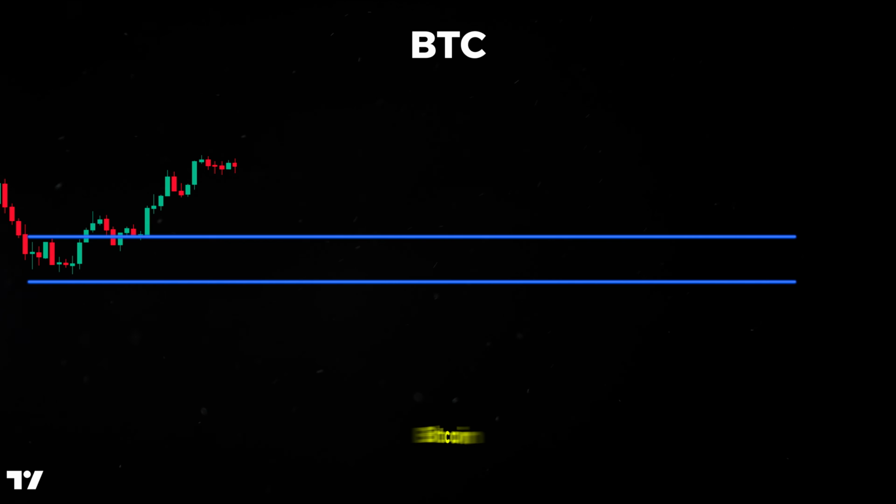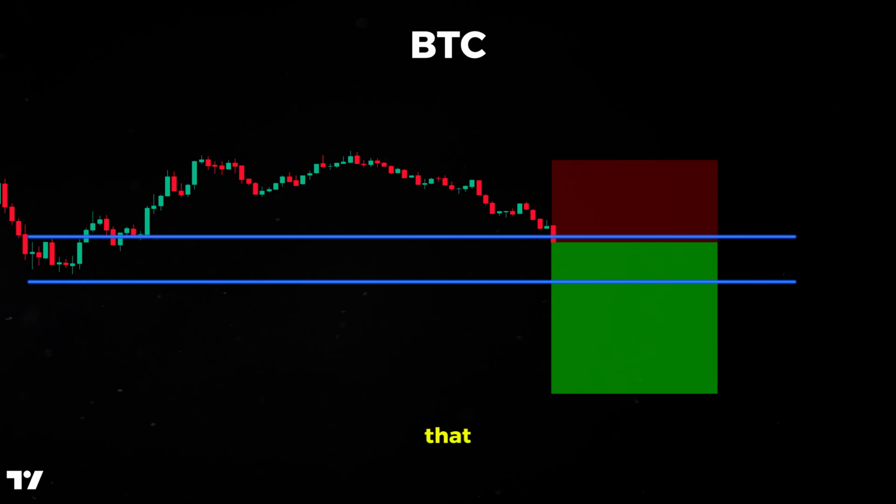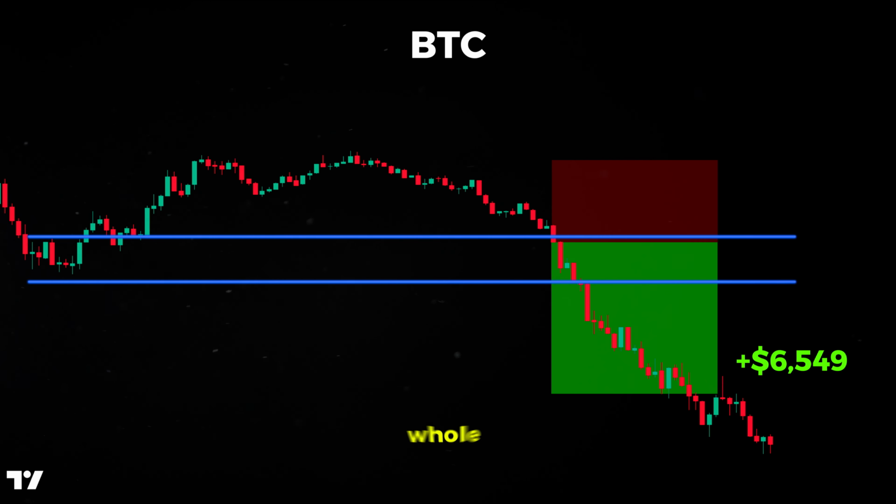So right here on the Bitcoin chart, this is the trade. Watch what happens. Price broke out above the range high, closed back inside, and that's the entry. Short. Stop loss sits right at the breakout high. Take profit is 2 times whatever that stop loss size is. And just like that, target hit, 2R done. That's the whole system in a nutshell.